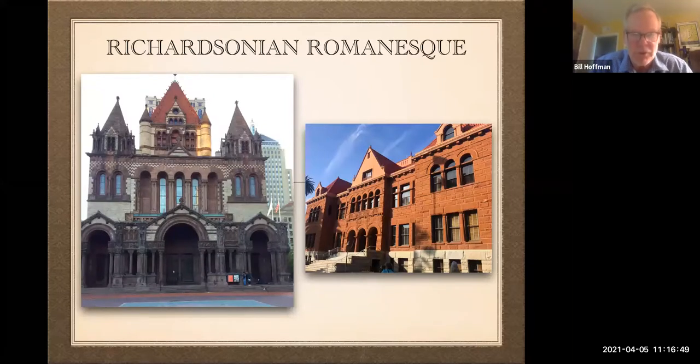Another very fanciful style was called Richardsonian Romanesque. Henry Hobson Richardson was a famous architect on the East Coast, and he liked the Romanesque style. So you can see buildings were made of stone. They had rounded arches and very small columns. They were often asymmetrical, although the Trinity Church on the left in Boston is actually symmetrical. They're very medieval. They have very steeply pitched roofs, and they're a heavy use of stone or masonry. You can see the red sandstone on the Santa Ana Courthouse on the right.